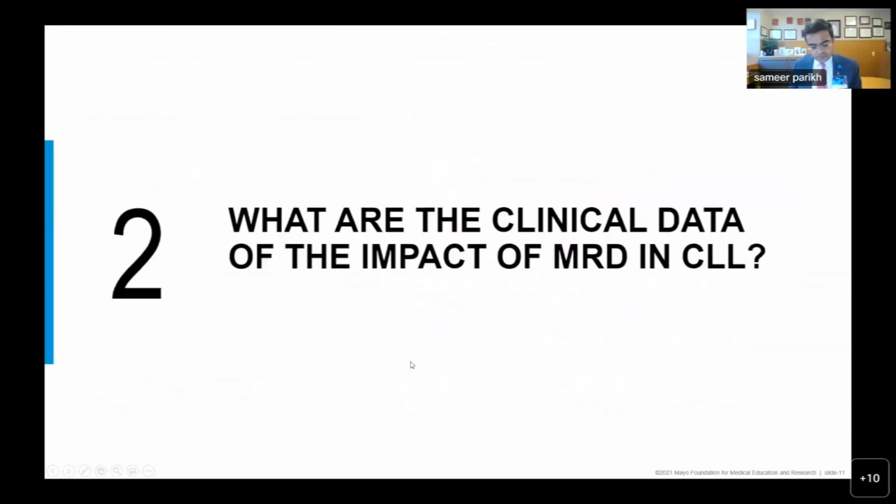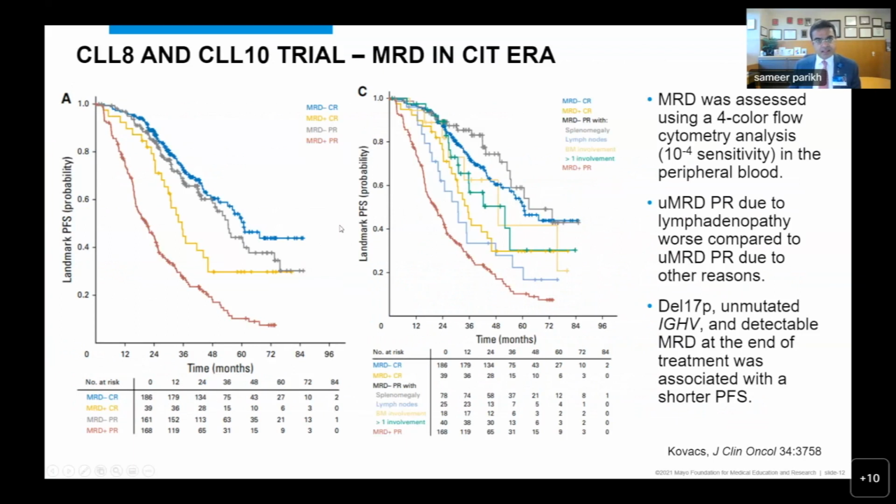So having talked about what some of the tests are that can assess MRD status in a patient, let's review some of the clinical data. Here I show data from the CLL8 and the CLL10 clinical trials. Just as a reminder, the CLL8 trial compared FC to FCR in patients with previously untreated CLL, and the CLL10 trial compared FCR to BR in patients with previously untreated CLL.